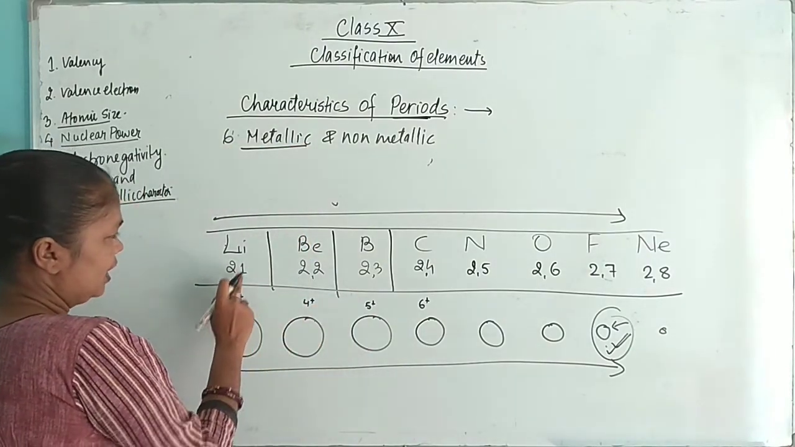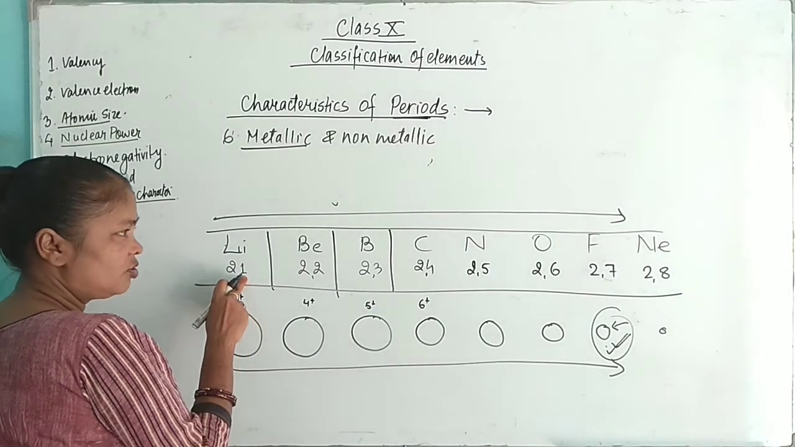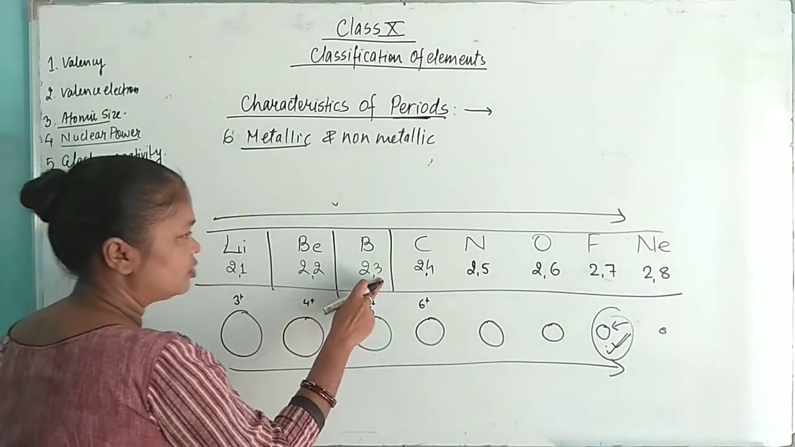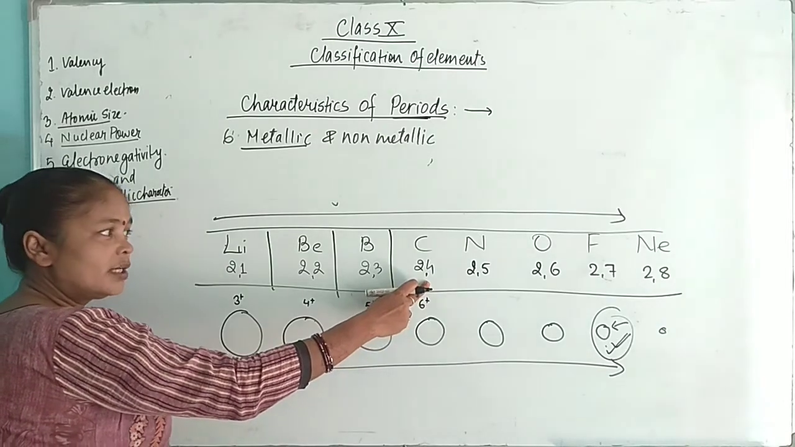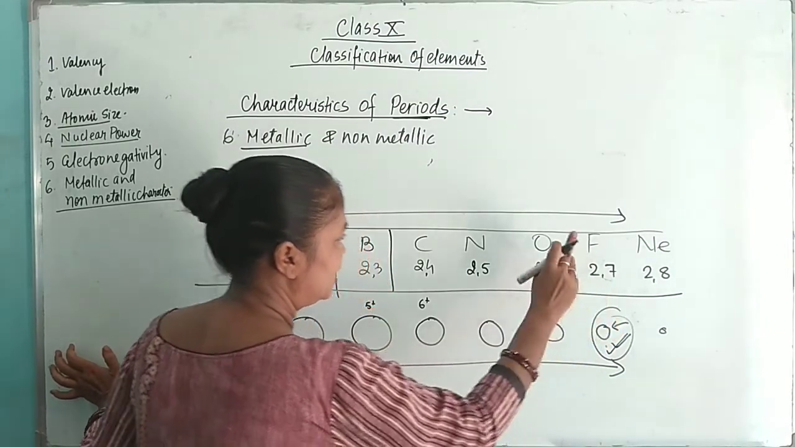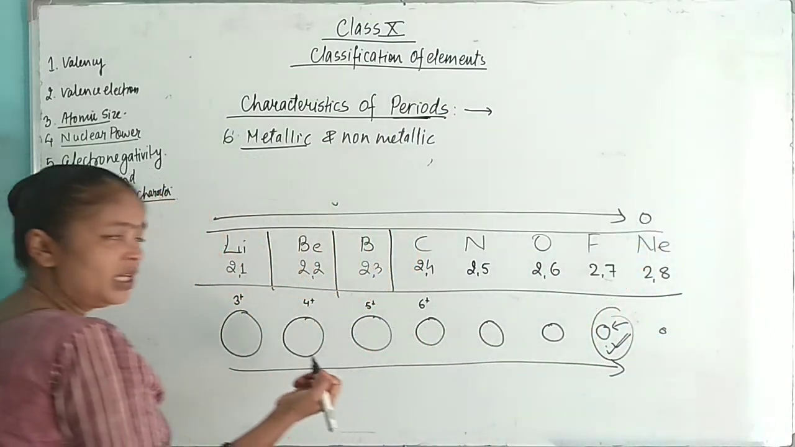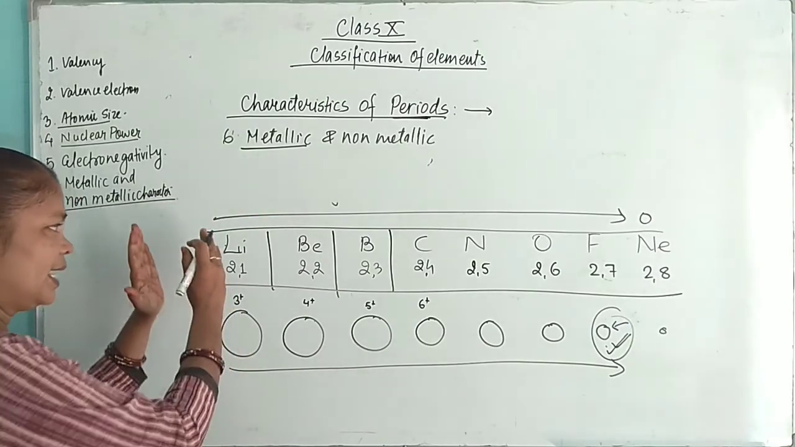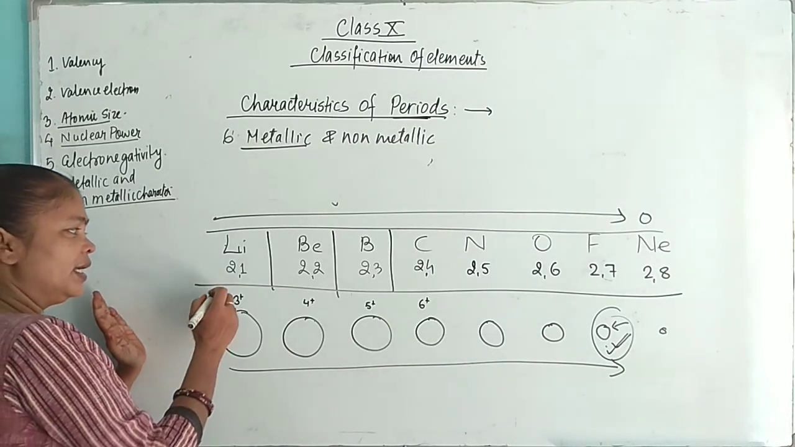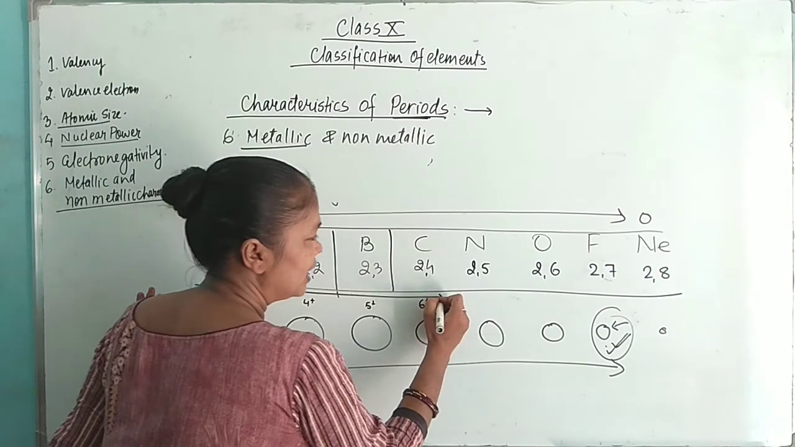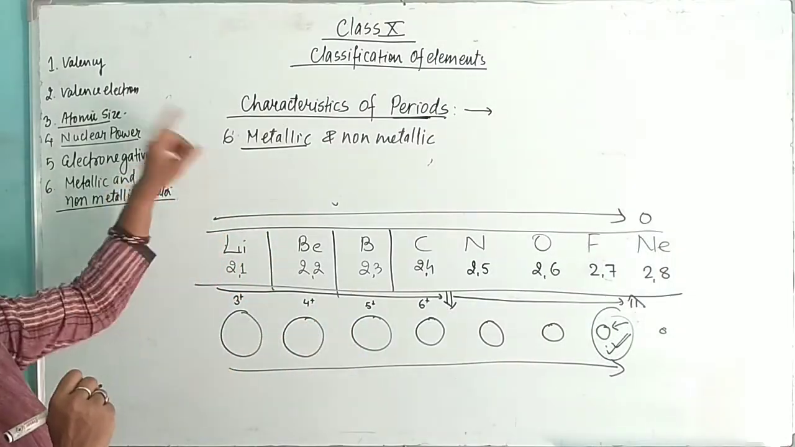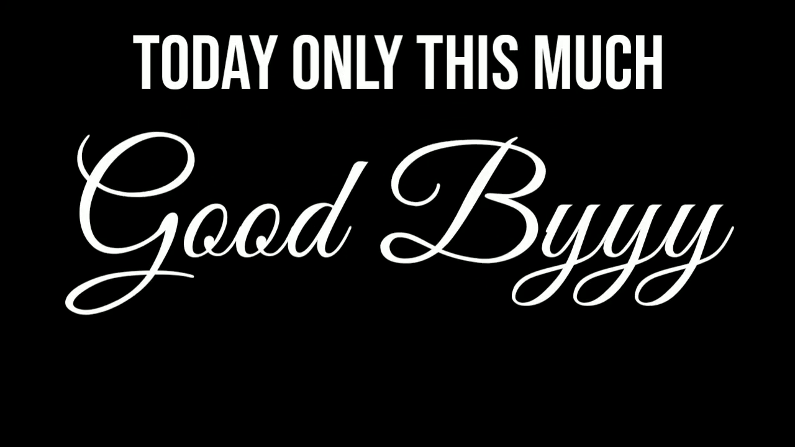Here the lithium has only one valence electron. It can easily lose it to obtain the octet. It has to lose 2 electrons. It has to lose 3 electrons. Here 4 electrons. Now here it has to gain 3, 2, 1 to complete the octet. The valency of this zero group is 0. So metallic character gradually decreases when we move left to right in a period, and the non-metallic character increases. This is in a period. Today only this much. Goodbye.